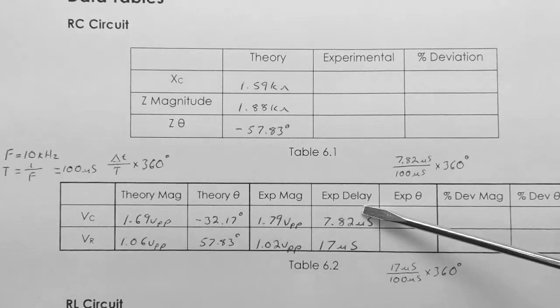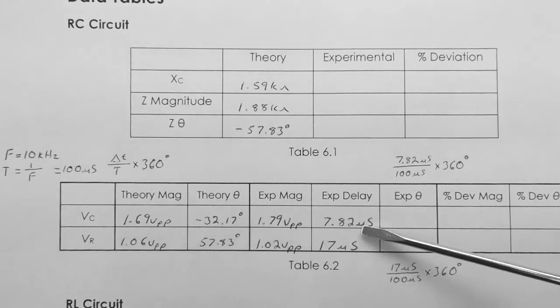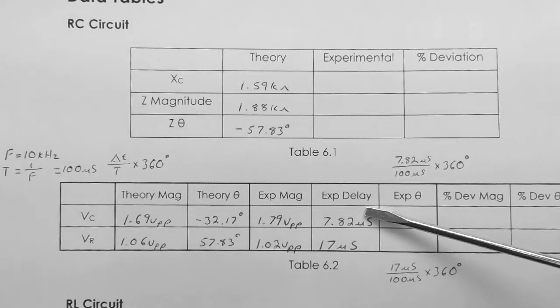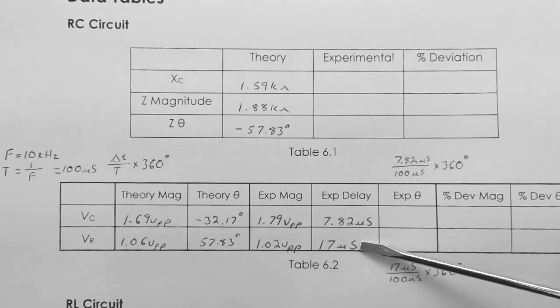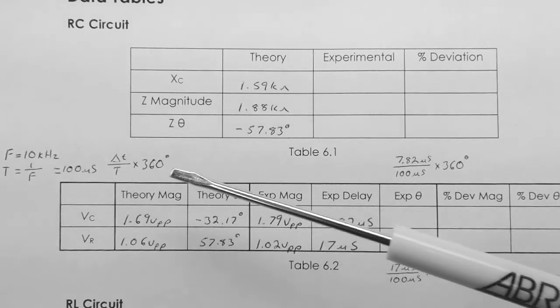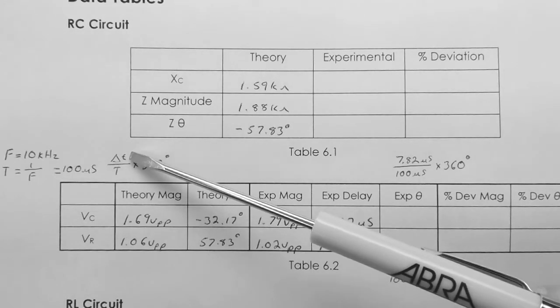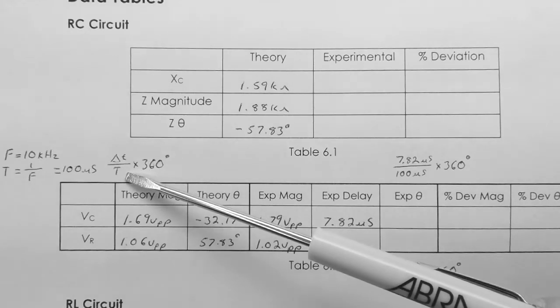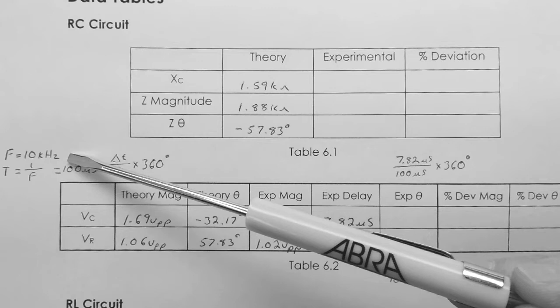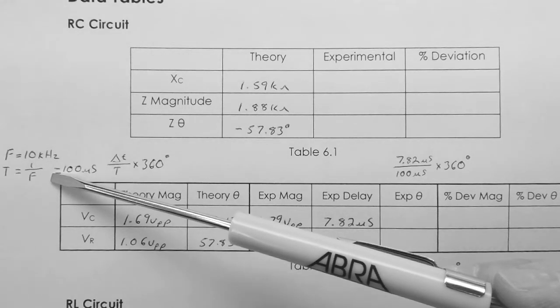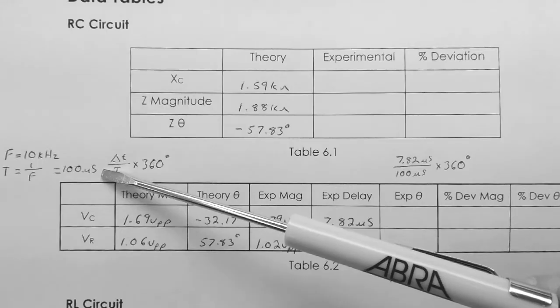Now I have the experimental delays recorded here. For VC, I recorded 7.82 microseconds as being the most accurate reading. And for VR, I recorded 17 microseconds. The formula for calculating phase angle is delta T, or the time difference between the applied voltage and VC or VR, divided by the period. And remember, we're using a 10 kilohertz signal, so the period is equal to 1 over the frequency, so that's equal to 100 microseconds.